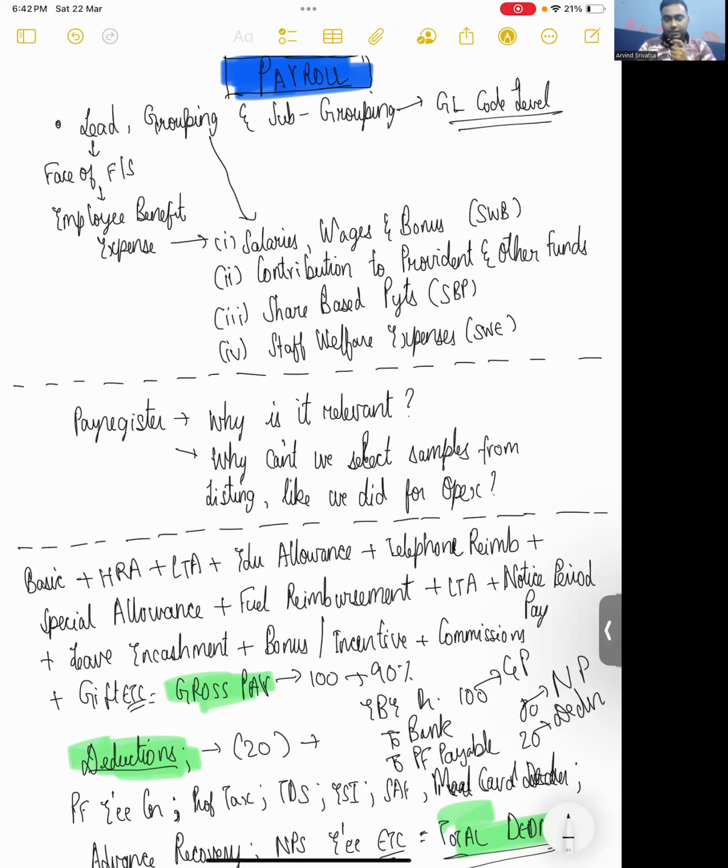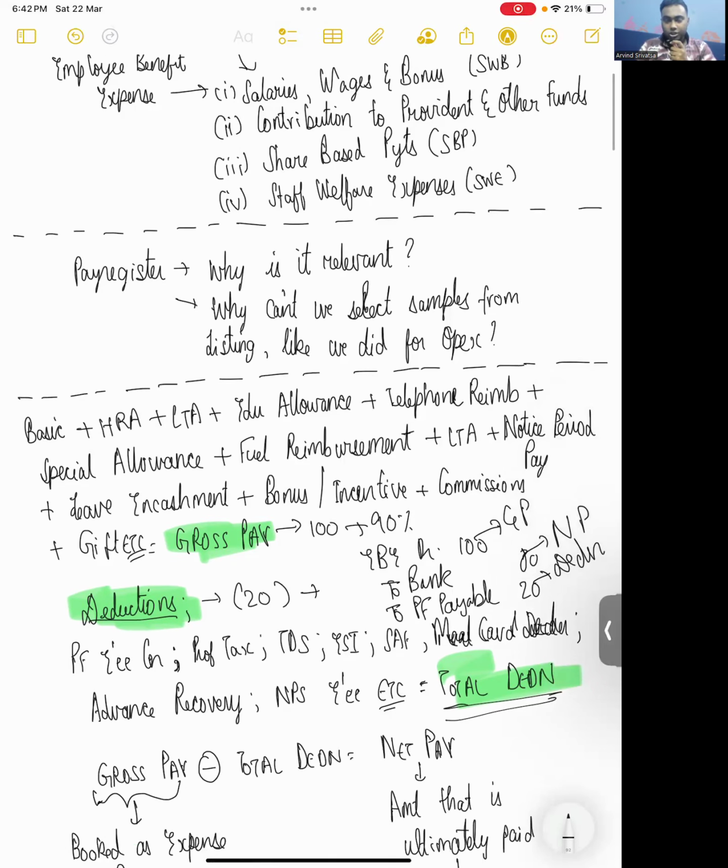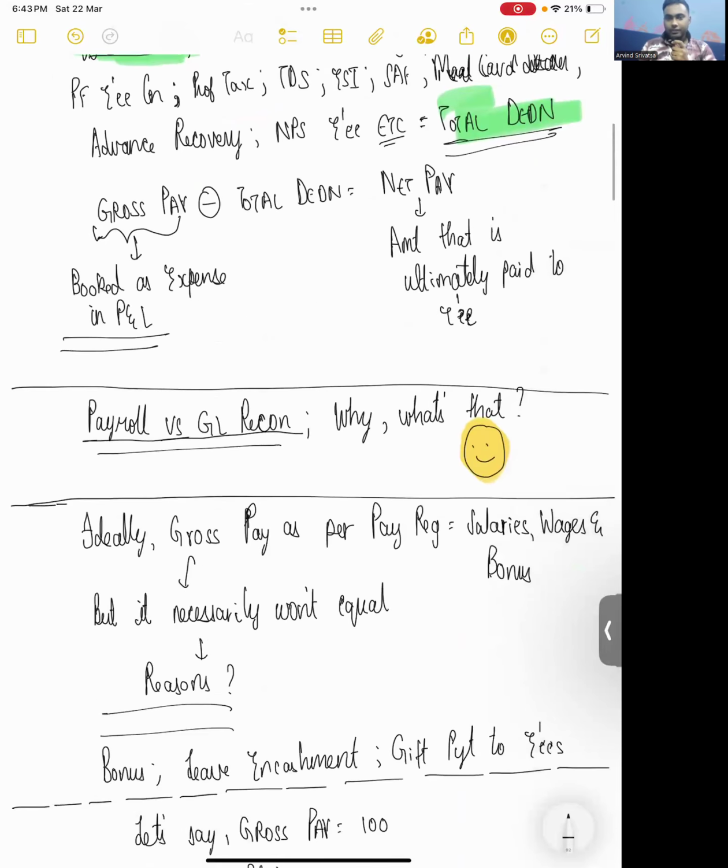So we need to understand that the number we are taking as gross pay in the pay register is complete. Why do we need to get this comfort? Because we are selecting samples and doing all our testing out of our pay register. As I explained earlier, in your journal dump, it will only be a single entry. It won't be employee-based. So we need to rely on a report maintained by the payroll team, which is the pay register. We need to get comfort on the completeness of the pay register, which is why we do something called payroll versus GL reconciliation. So what do we have to ensure?